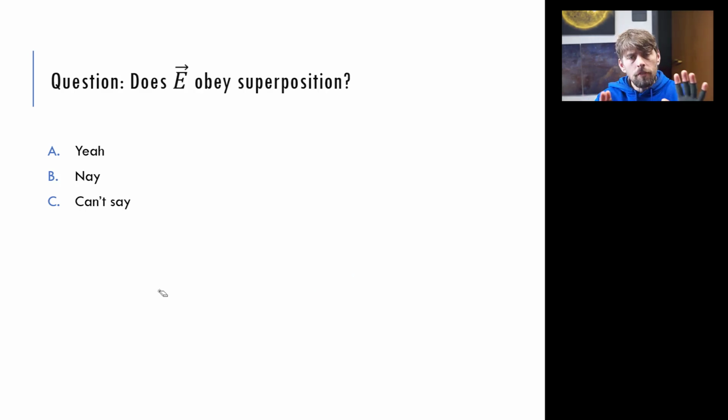Here's another question for you. Does the electric field obey superposition? Now, I've asked about the electric field, but what's the electric field related to? Remember, it's related to the Coulomb force. It's the Coulomb force per unit charge of my system. That is the definition of the electric field.